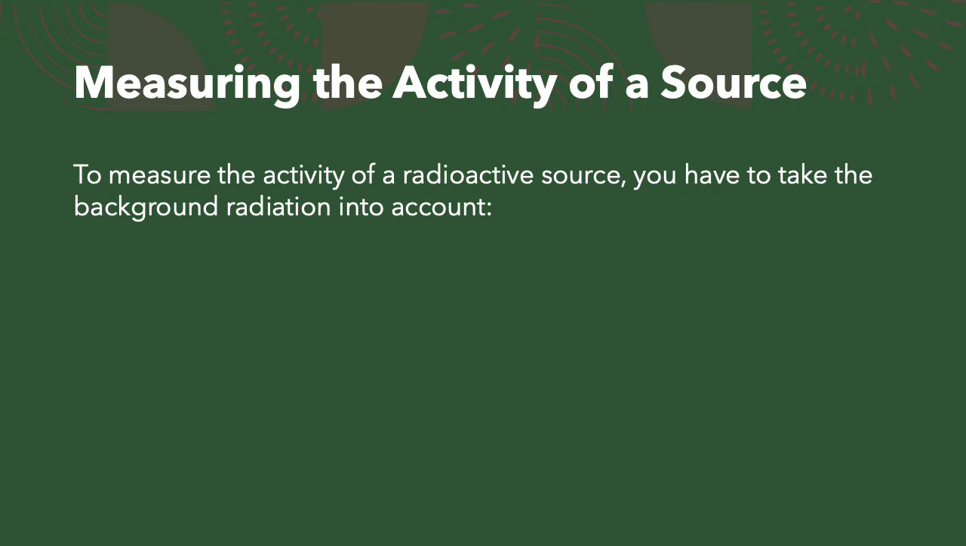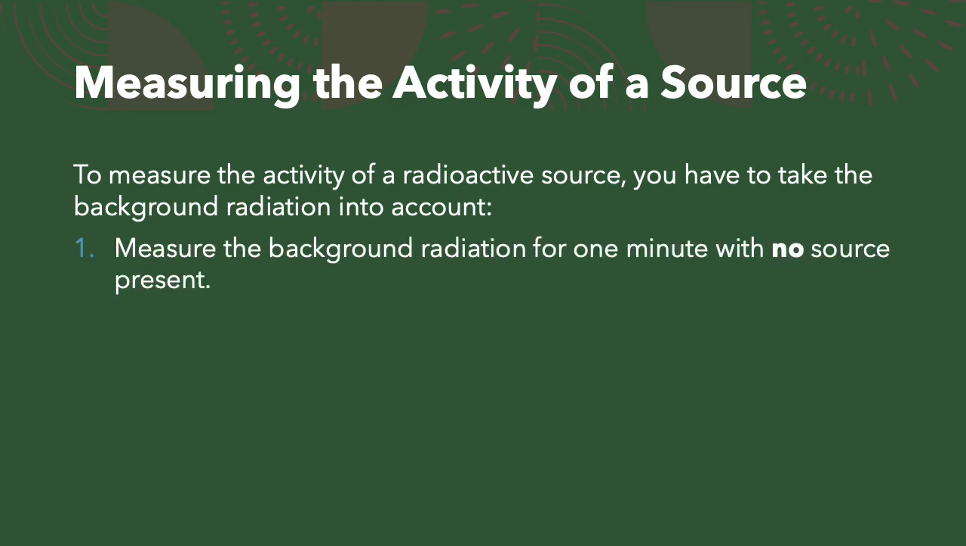And as we saw previously, we have radiation all around us all the time, this background radiation. So when we're measuring the activity of a radioactive source, we have to take that into account. So the first thing we have to do is actually measure what the background radiation is for about a minute using no source at all. We just register those clicks over a minute, and that tells us the activity of the background radiation.